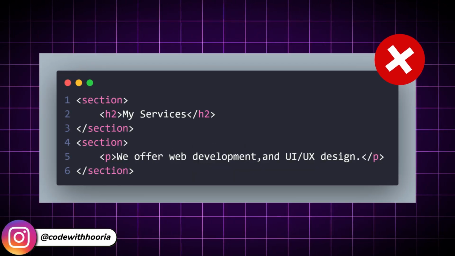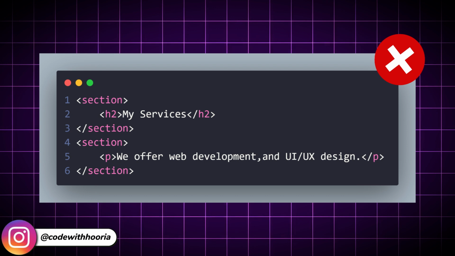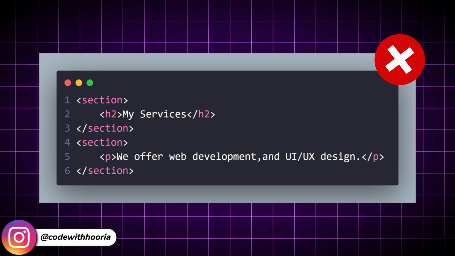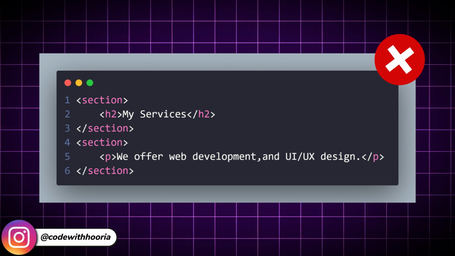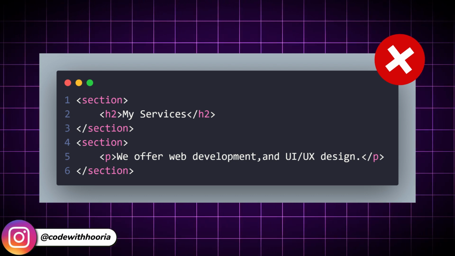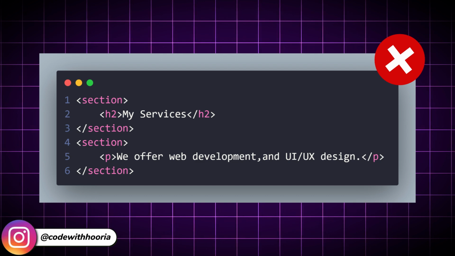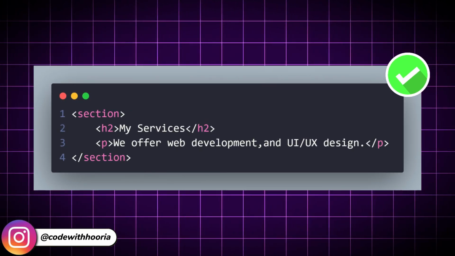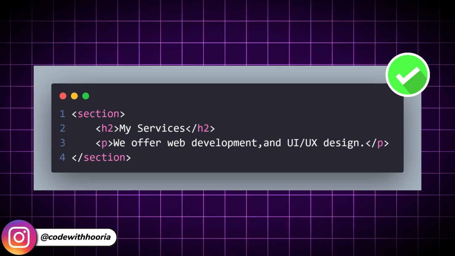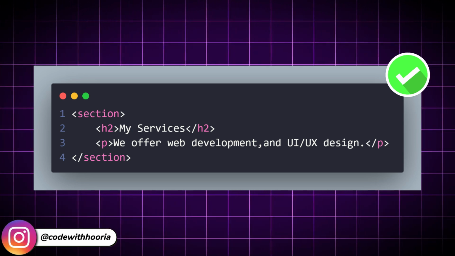Here is an example of bad nesting. In this case, the paragraph tag is in a completely separate section from its heading, which makes the structure confusing. Instead, we should nest the paragraph inside the same section as the heading to keep related content together. This simple change makes the code more readable and logical. Now, anyone looking at the HTML can immediately tell that the paragraph belongs to the My Services section.